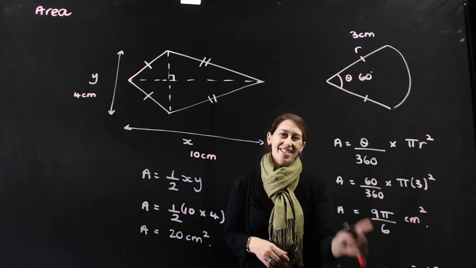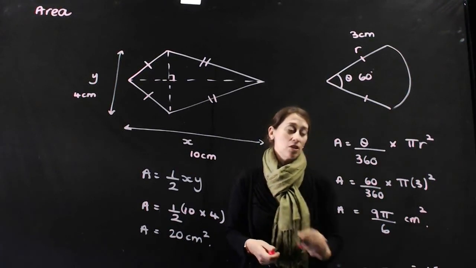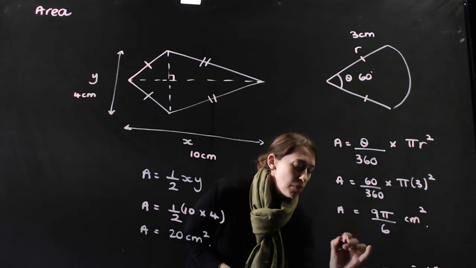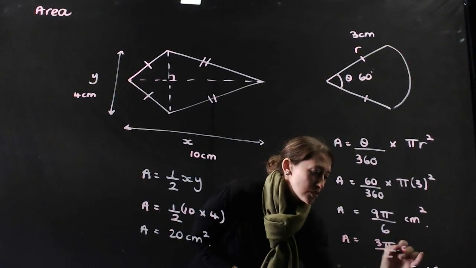Of course, 9 and 6 can cancel further because both of these numbers are divisible by 3. So I can actually simplify that and write 3 pi upon 2 centimetres squared.